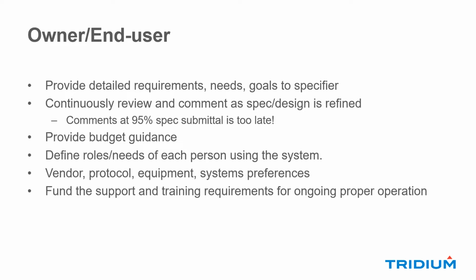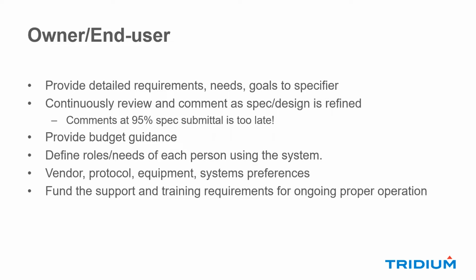And also the end user needs to define the roles and needs of all the people that are going to use the system and use the building. So they have to talk to the designers and the specifiers on the different people on their team and how they're going to use the system. They also may have some preferences. They may have preferences for vendors, for contractors, for protocol, for equipment, different types of systems, whether it's a VAV system, a VRF system, that sort of thing. So I think it's important if you're an end user to advocate for yourself and for your team and let the design team know exactly what you expect to have.